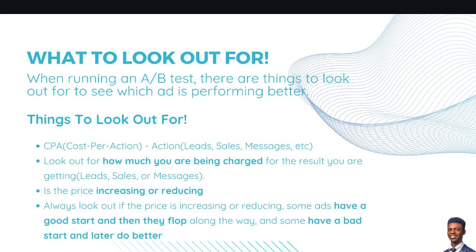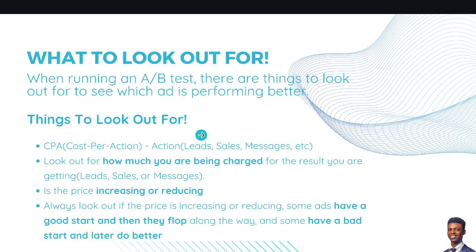So what to look out for when running an A/B test? When running an A/B test, there are things to look out for to see which ad is performing better. So things to look out for. Number one is cost per action. So how much are you paying for the action that people take? Like for example, leads, sales, messages, depending on the ad that you're running.